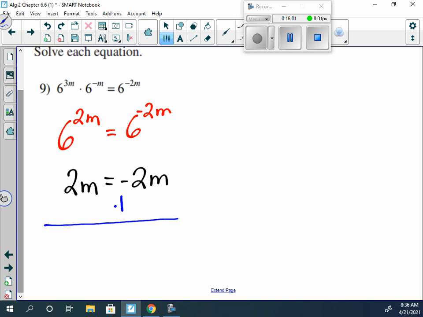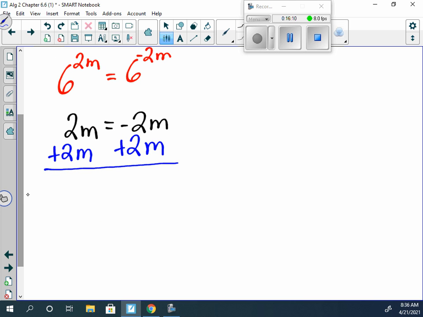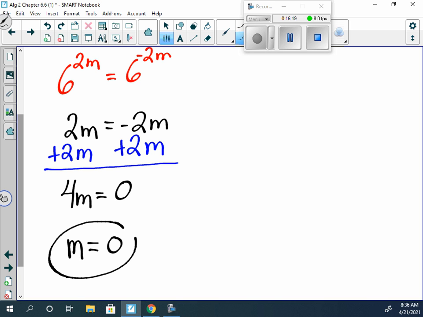At this point here, we can add 2m to both sides. And if we add 2m to both sides, we get that 4m is equal to 0, which means m has to be 0. Any questions over anything we've done so far? We good with all of this here?